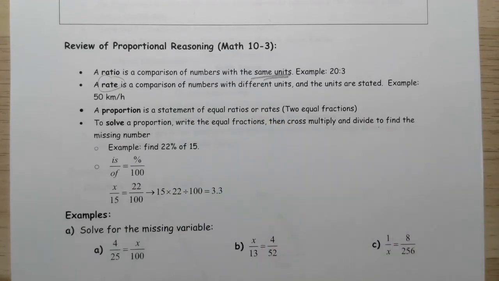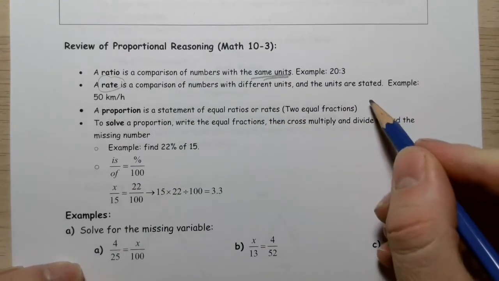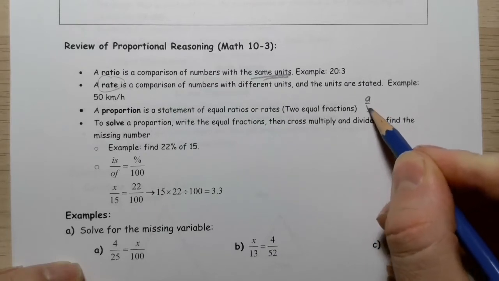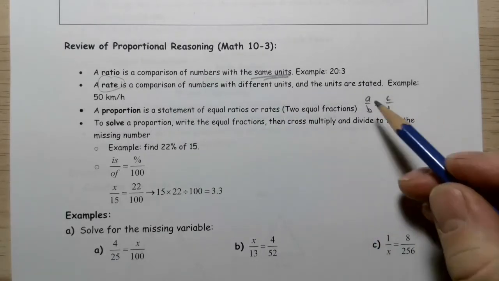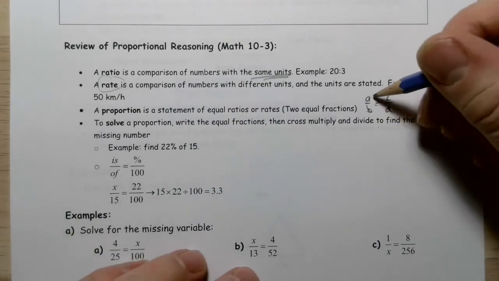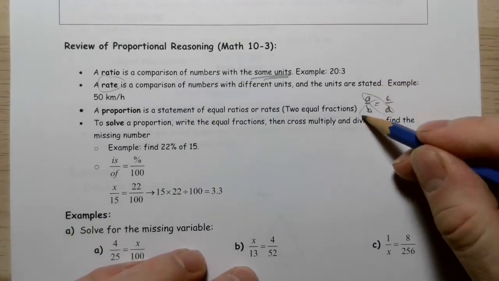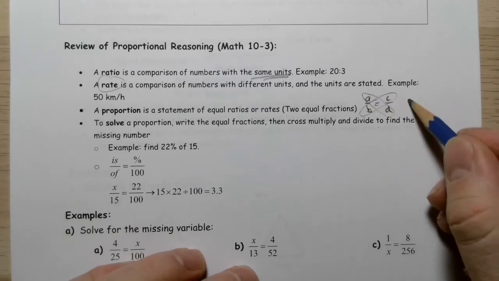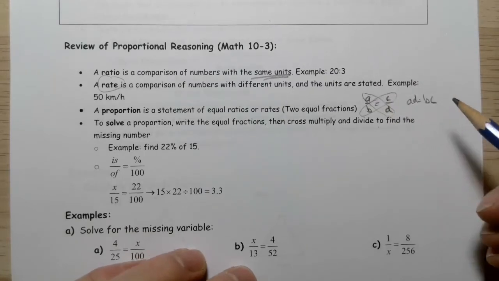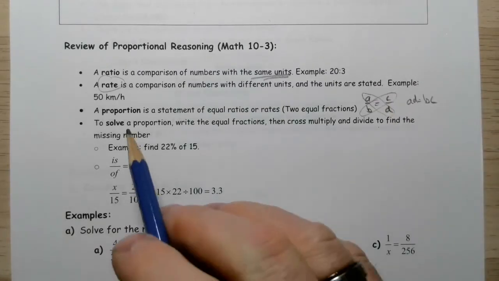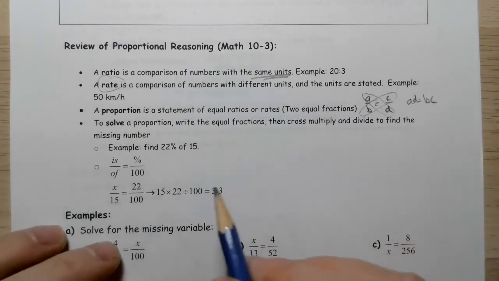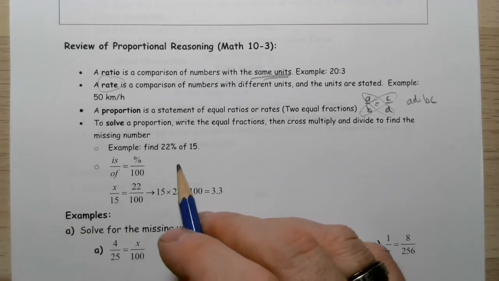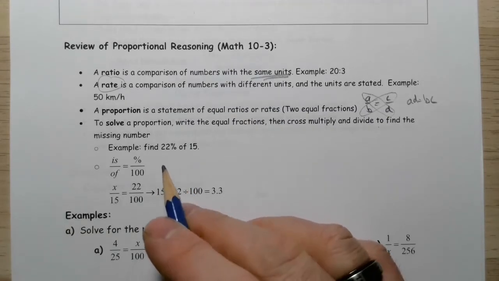Often you'll see it as two fractions set equal to each other, like A over B is equal to C over D. When you set it up like that, you can solve it by what we call cross multiplying. We know that A times D is going to be equal to B times C. To solve a proportion, you cross multiply, and then typically you have to divide. A great example of that is the percentage calculations.